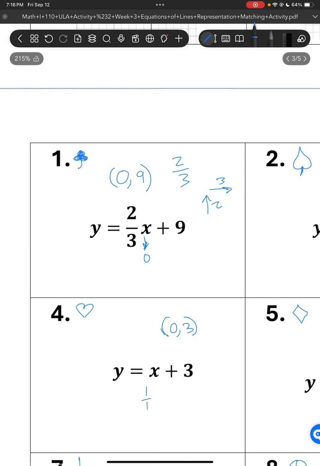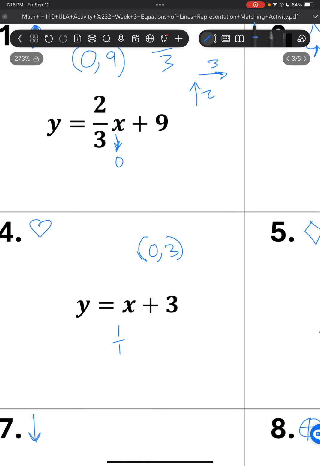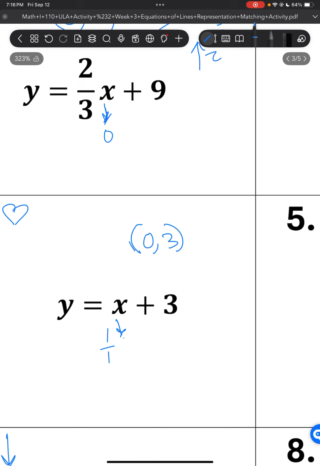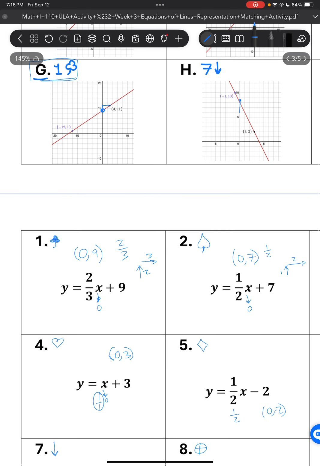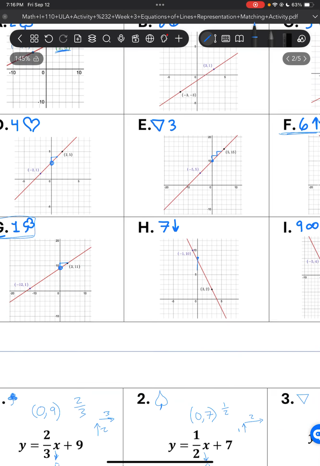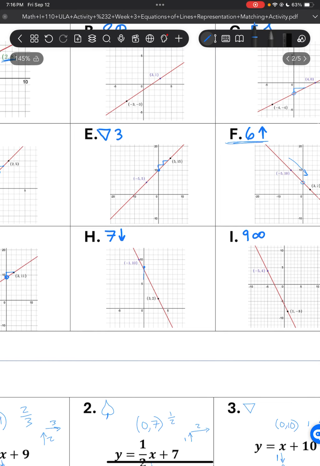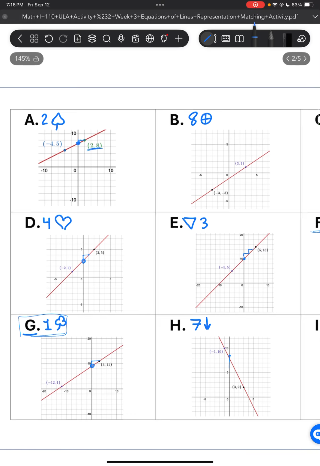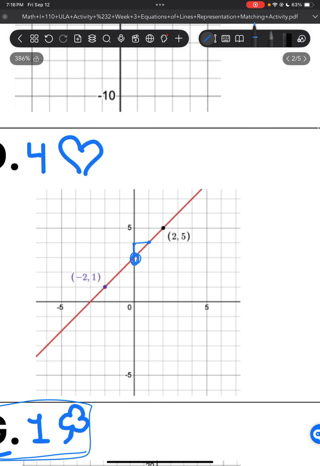Okay, number 4. For number 4, we plug in 0 for x, and here I have that slope, that 1. Plug in 0 and we get (0, 3). So we can find something that matches (0, 3) and our slope. So let's go through. And I think we have it right here. (0, 3) and up 1 and over 1.